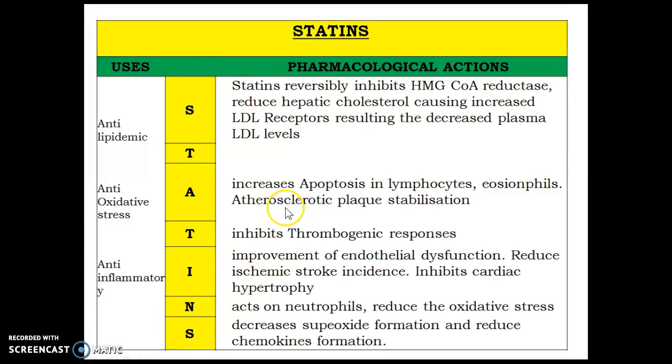Statins increase apoptosis in lymphocytes and eosinophils, thereby protecting the other cells. They are also found to stabilize the atherosclerotic plaque. Statins inhibit thrombogenic responses, meaning they act as antifibrinolytic.